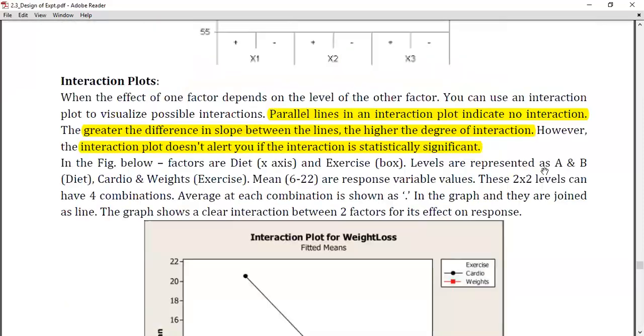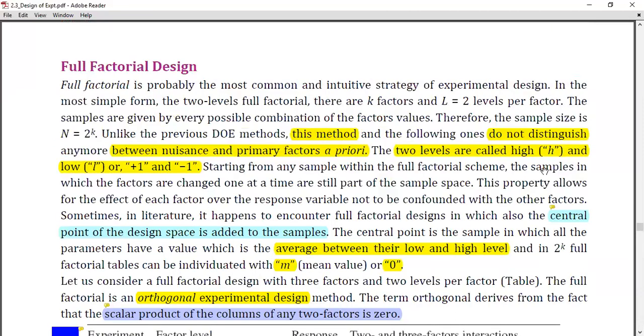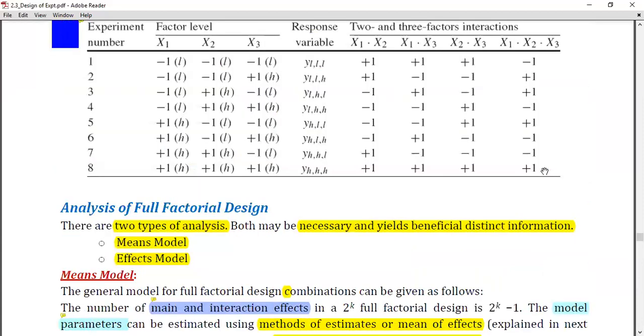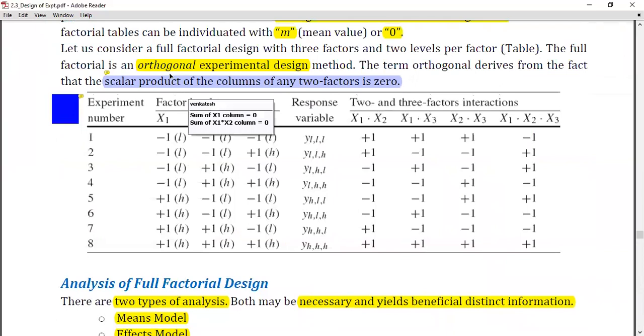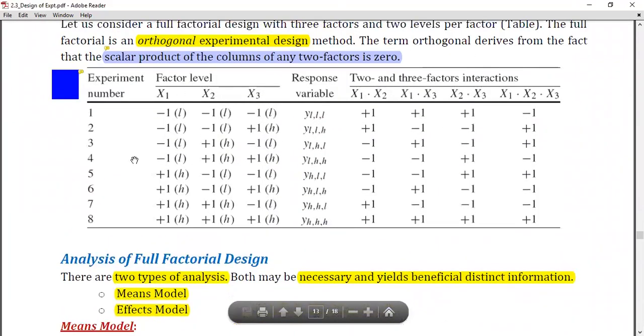So in this topic, what did we see? We have seen the full factorial design. 2 power k is the number of experimental sample size. The experimental combinations follow an orthogonal experimental design. So you should be in a position to write an orthogonal experiment combination, something like this, given minus plus. First you find out how many experiments are required, minus plus, then go on reducing it.